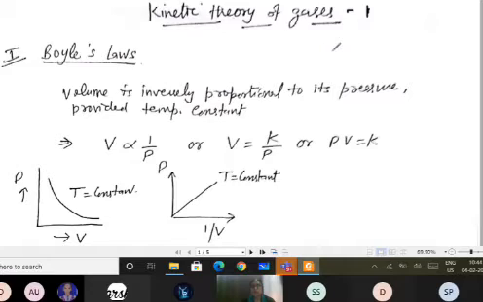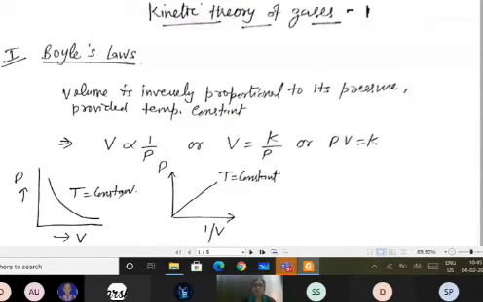That equation is true, and that we have got after studying so many laws. The first law is Boyle's law, which said that if temperature is kept constant, then the volume of the gas is inversely proportional to its pressure. It means V is inversely proportional to pressure, or I can say V equals a constant divided by P, or I write PV equals a constant.